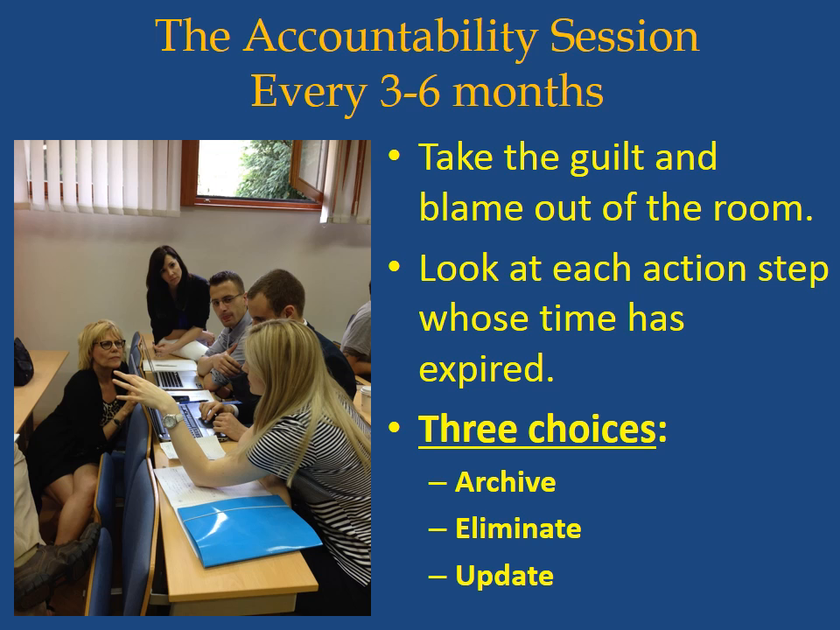And so what we do is we ask them to look at each action step whose time has expired, and we have 3 choices for each step. We can archive things that have been done, and then we ask ourselves, what's the next step in moving toward that strategy? We might eliminate certain action steps from the plan. Maybe we decided to put a billboard up on Route 80, and now we realize that that was way too expensive. So we're going to eliminate that particular action item and replace it with something else. Or we might simply update a strategic plan with a new name, a new action item, or maybe a new timeline.